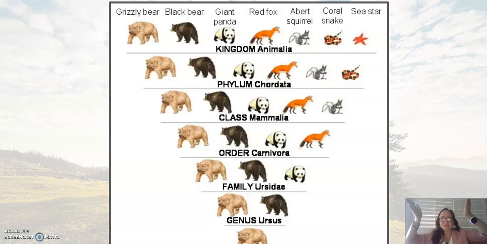Then we get more specific because we have reptiles, amphibians, fish. So now we're going to go to class Mammalia, order Carnivora, family Ursidae, and genus Ursus, and then species. So this is how we get more and more specific to be able to identify a species on Earth.